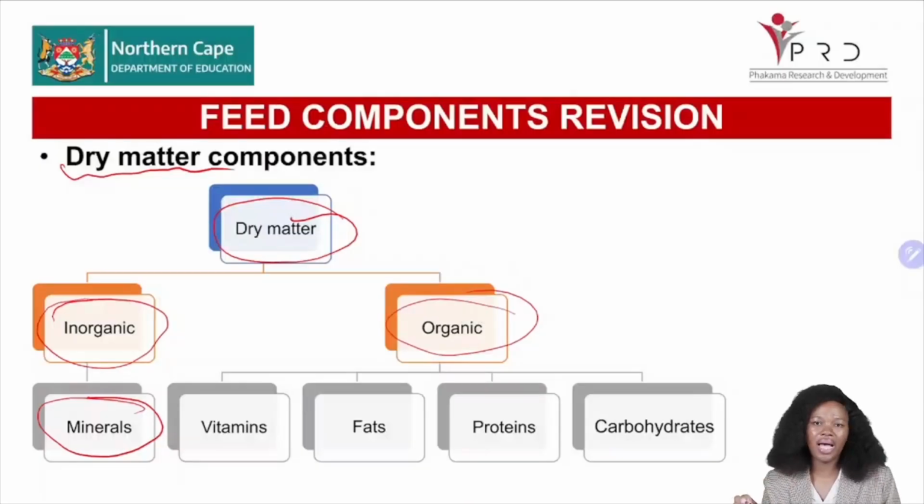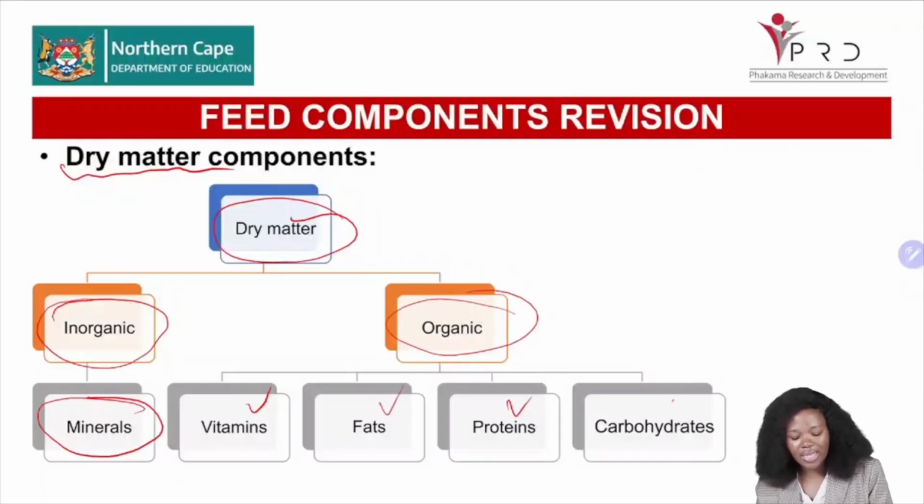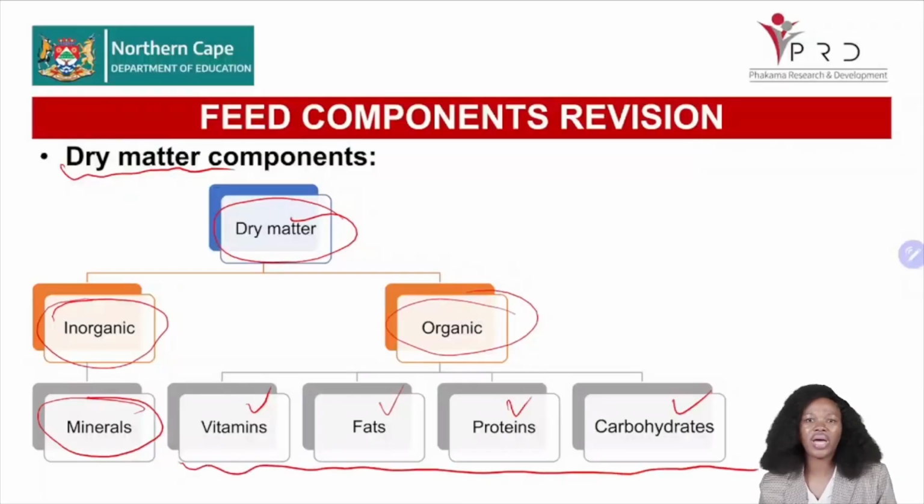Examples of organic dry matter or organic nutrients that are digested by farm animals. Firstly, we have the vitamins. Another one, fats. Another one, proteins. And the last will be the carbohydrates. So these nutrients right here, they consist of an element called carbon. And that is why they fall under the organic nutrients. They fall under organic dry matter. So dry matter are nutrients divided into inorganic and organic.